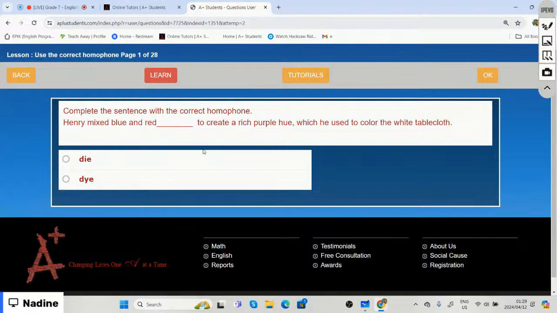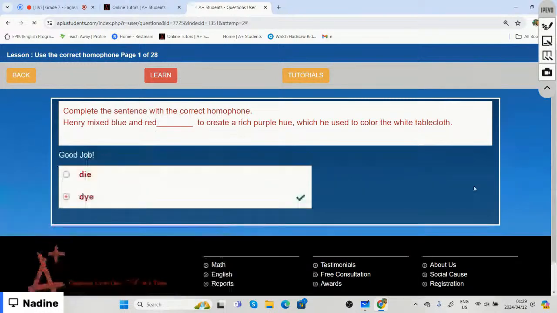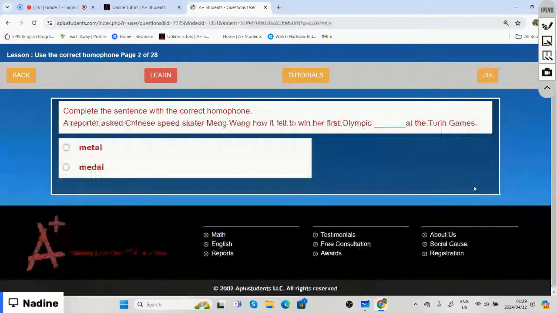All right. So we said Henry mixed blue and red dye, which is D-Y-E, to create a rich purple hue, which he used to color the whole tablecloth. D-I-E means you're going to get killed. You're dying, right? All right, so we're going with the D-Y-E, which is dye.